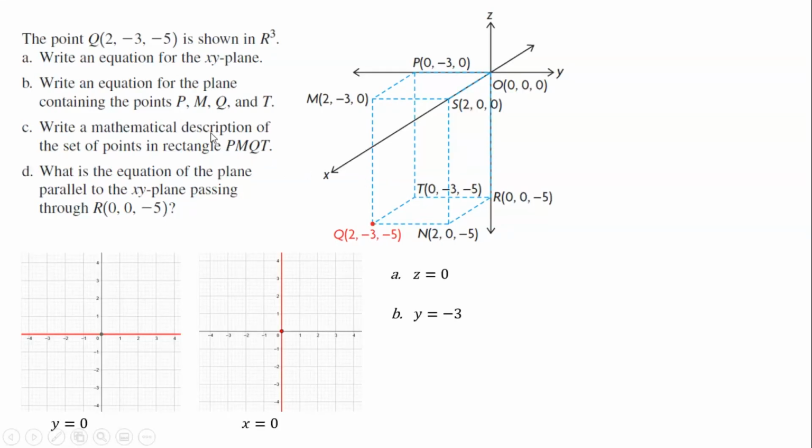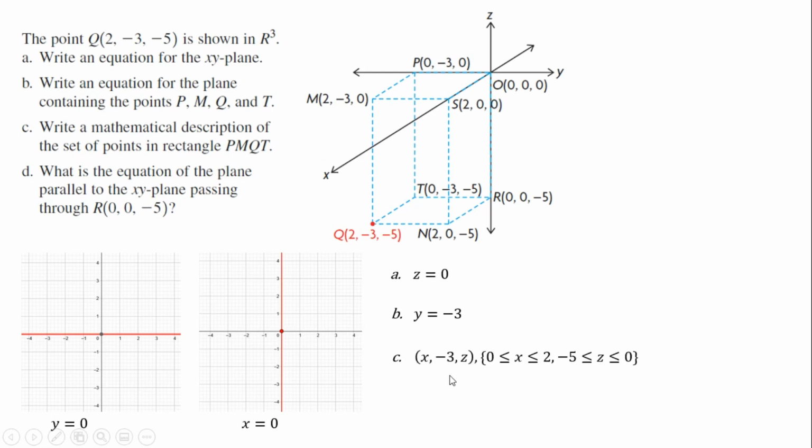But look at part C. Part C is asking for a mathematical description of the set of points in a rectangle, PMQT. Now, if you look at P to M to Q to T, all of these points are on the same plane. Normally, if we have a plane, we would look for some equation that would generalize all the points on the plane, and that would just be y equals -3, the answer for part B. But they're restricting it to only points that are within this rectangle. That's what the question says, only the points on the rectangle.